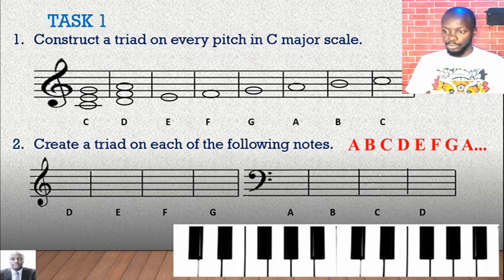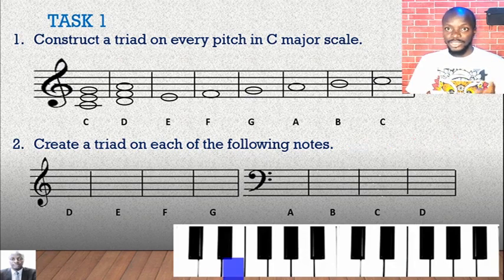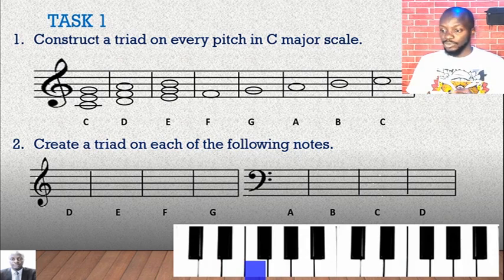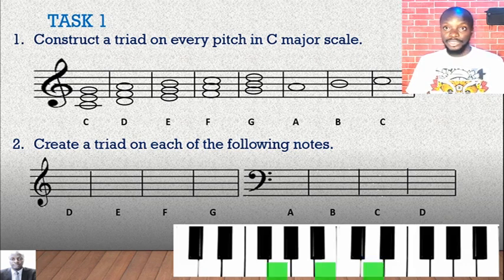So let's continue. To build a chord on E, we have E, then G, then B, right? E, G, B. So to build a chord on F, it will now be F as the root, then the next one will be A, and the next one will be C, right? So that it will give F, A, C. Right, so to build a chord on G, G is the root, right? And you have the third, which is B, and you have the fifth, which is D. So that you have G, B, D.